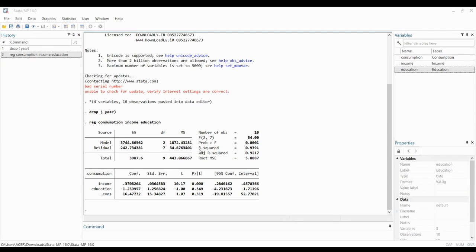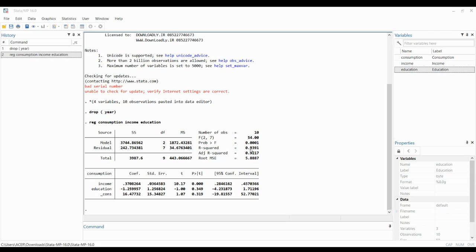Now here we are getting the value of the R square. Now what is R square? R square is the ratio between ESS and TSS. So R square is equal to ESS divided by TSS, and the value of the R square that we are getting is 0.9391. So we can say that the explanatory power of the regression model is very high.